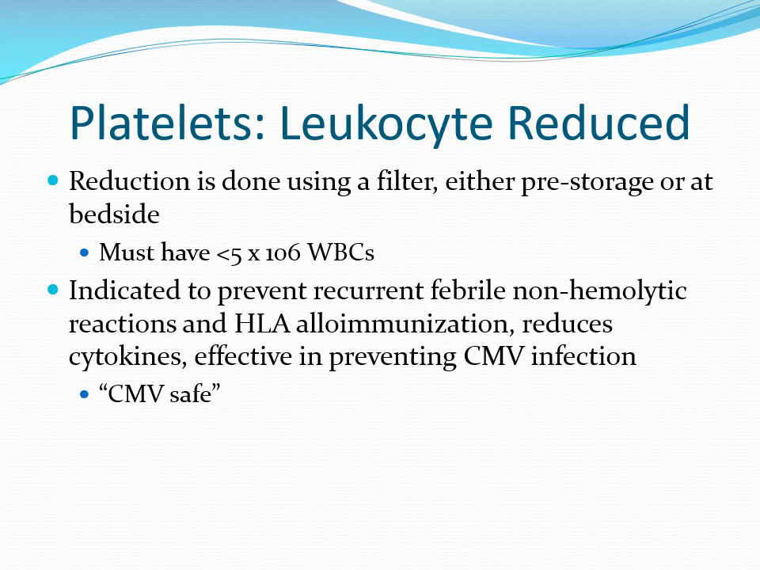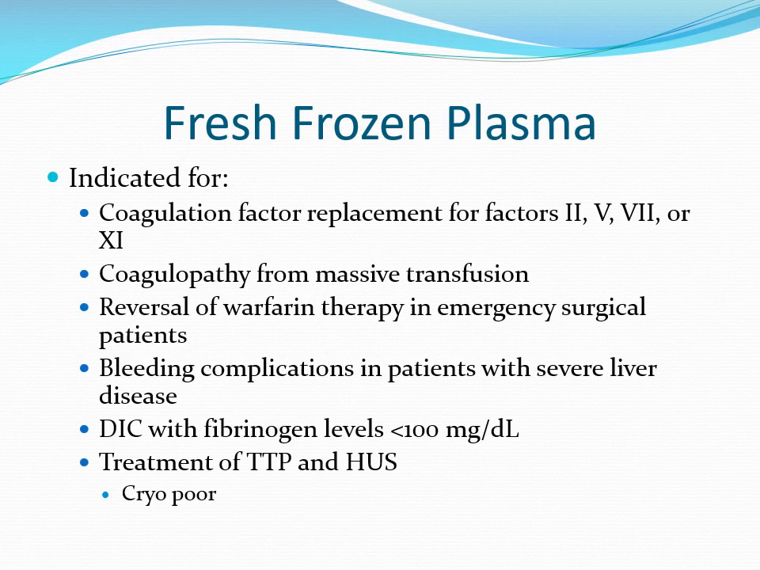Platelets are also leukocyte reduced. The reduction is done using a filter, either pre-storage or at the bedside, and must have less than 5 times 10 to the 6 white cells in the package. This is indicated to prevent recurrent febrile non-hemolytic reactions and HLA alloimmunization. It reduces the cytokines, and it's effective in preventing CMV infection, also called CMV safe, just like a leukocyte reduced RBC. When we're doing these donations, we have it set up so that we can have leukocyte reduced platelets during collection. So fresh frozen plasma.